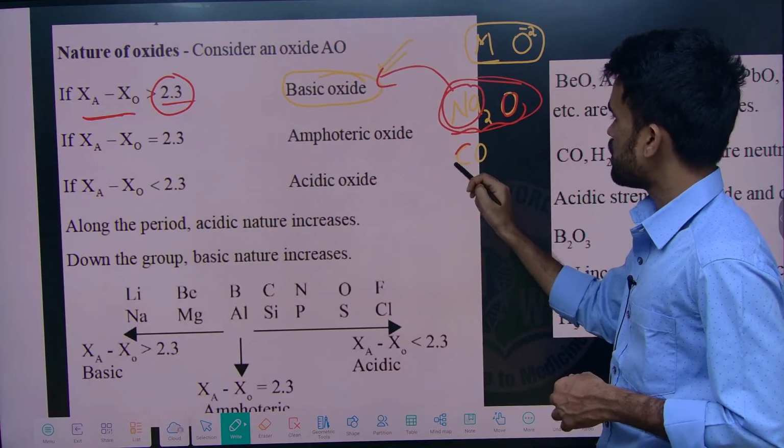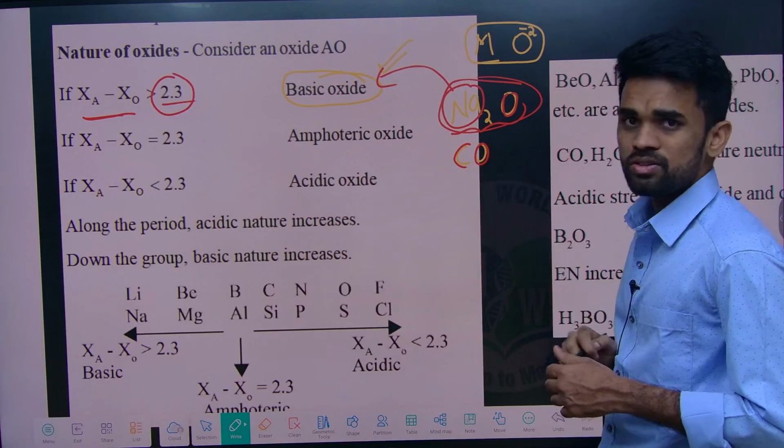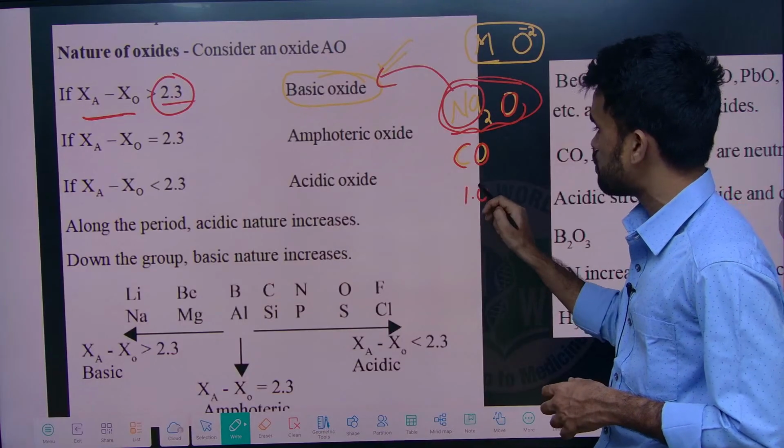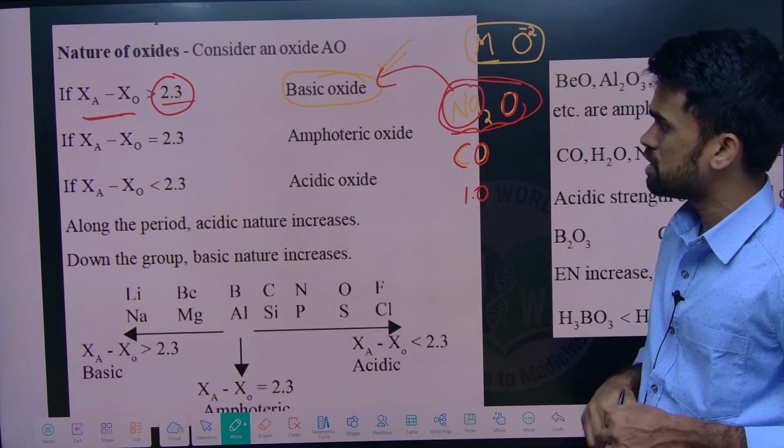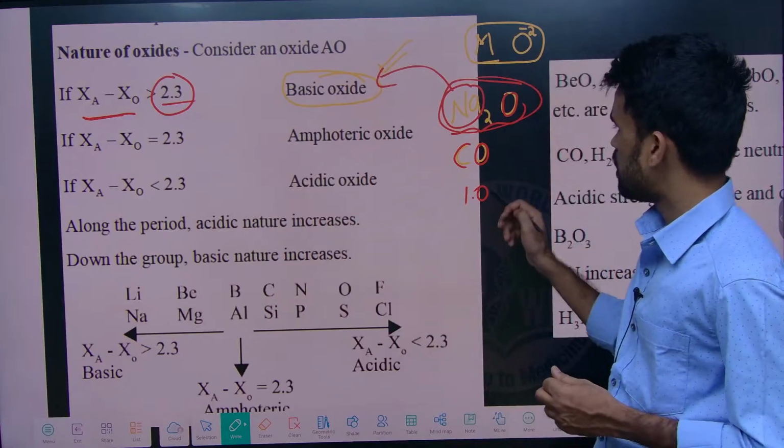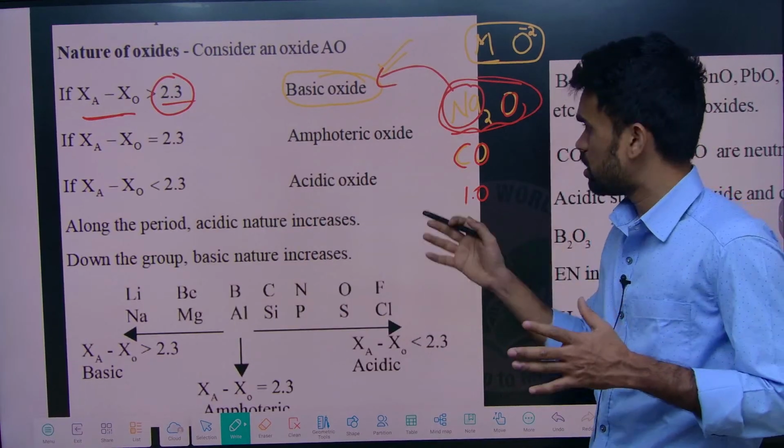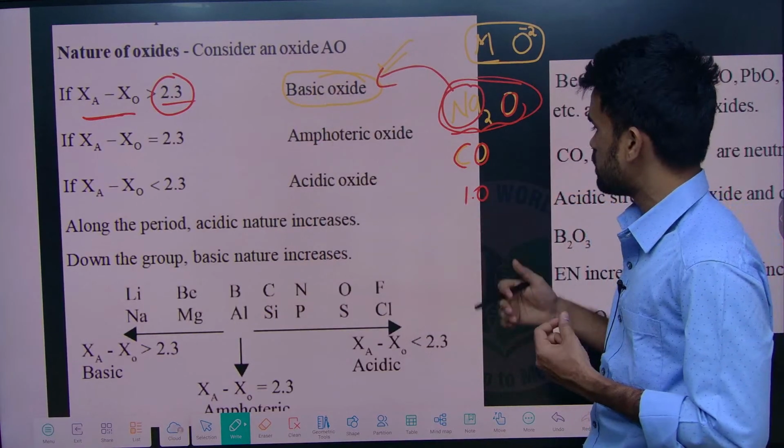Whereas here carbon and oxygen are combined, and we have seen the electronegativity difference is just 1.0. So 1.0 means less than this 2.3. So as I told you, it is very less now.